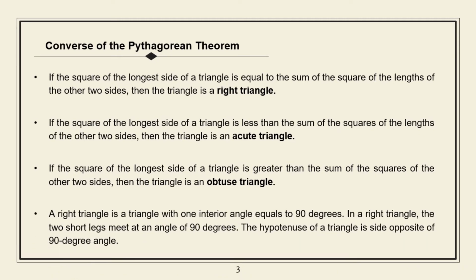A right triangle is a triangle with one interior angle equal to 90 degrees. In a right triangle, the shorter sides, the legs, meet at an angle of 90 degrees. The hypotenuse of a triangle is the side opposite the 90-degree angle.